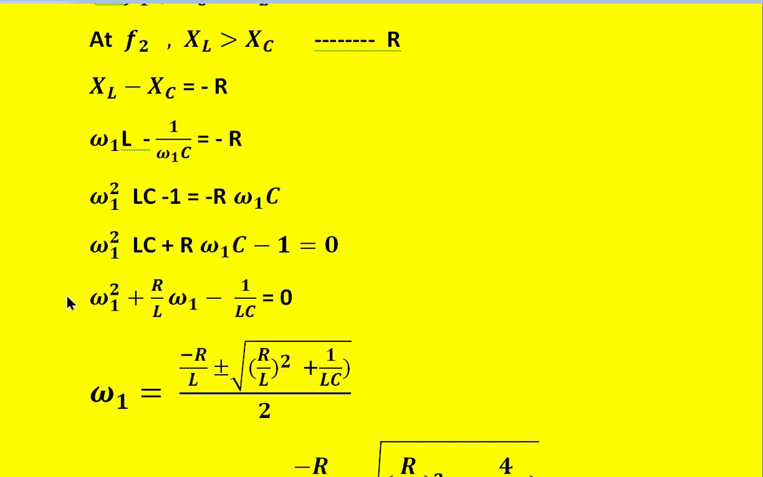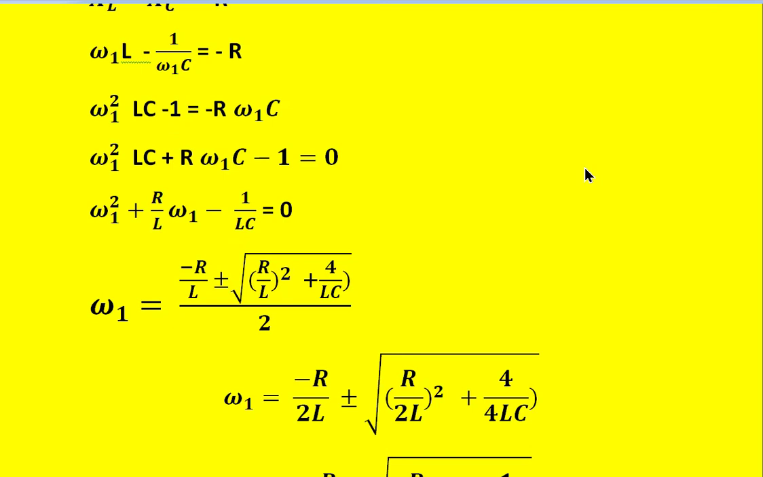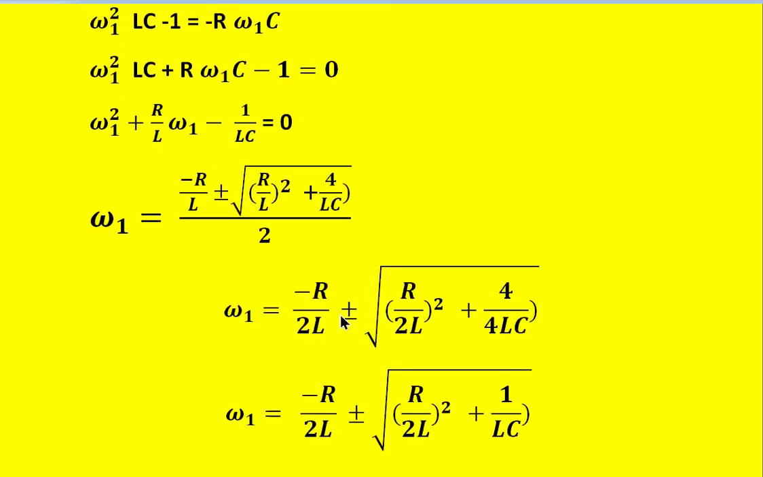So here it becomes plus 4 by LC, and divided by 2a means 2 into 1. Then we get like this. So once 2 is absorbed into this root, we write omega 1 as minus R by 2L plus or minus root of (R by 2L) whole square plus 4 by 4LC. So this 4 is going to get cancelled, and we can write the equation like this: omega 1 is equal to minus R by 2L plus or minus root of (R by 2L) whole square plus 1 by LC.